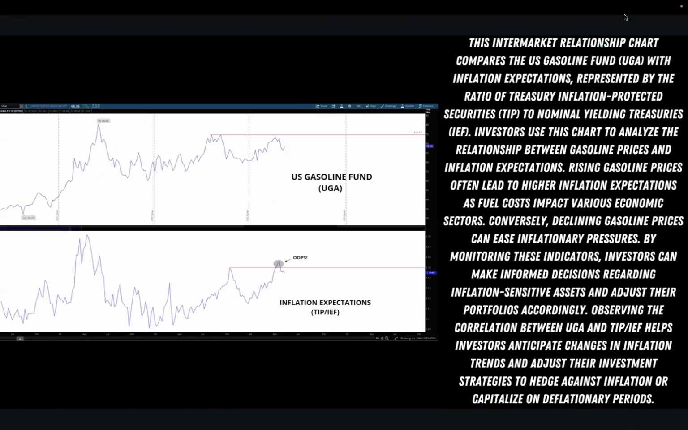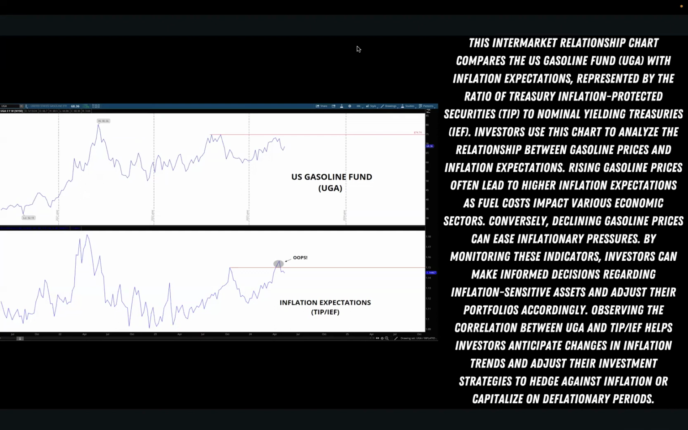Now, this intermarket relationship chart compares the U.S. gasoline fund, ticker symbol UGA, with inflation expectations represented by the ratio of Treasury inflation protected securities, which is the TIP, ticker symbol TIP, to nominal yielding treasuries, the IEF. All right, ticker symbol IEF.